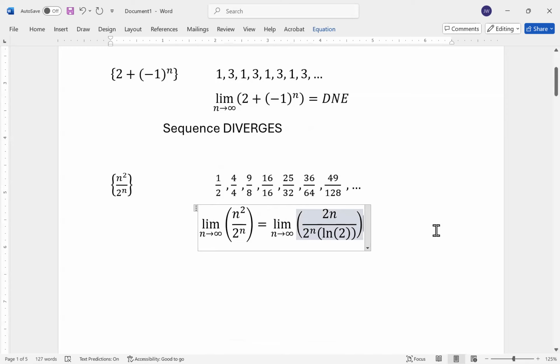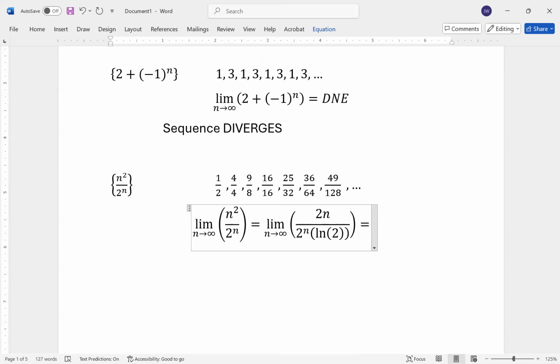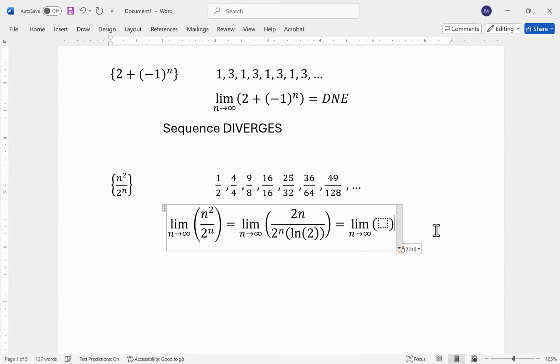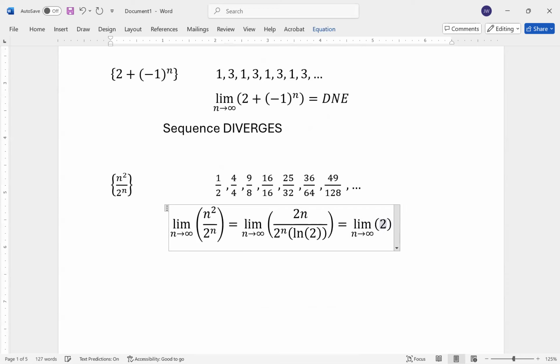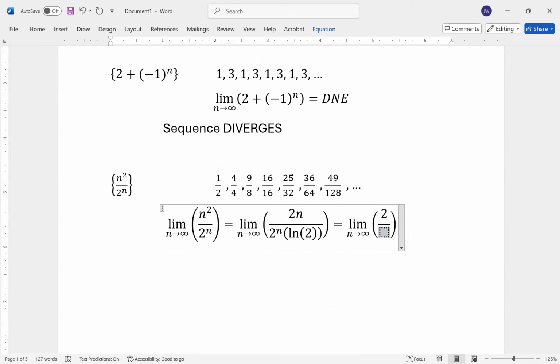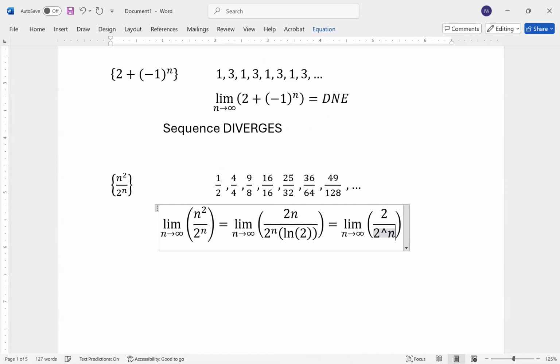And then I would still get the form infinity over infinity. And I could use L'Hopital's rule again. Limit as n goes to infinity. Now we'd have 2 over, again, this is the derivative of the top. Derivative of n squared is 2n. Take another derivative, you get 2. If I take a second derivative of the bottom, I get 2 to the nth power times 2 copies of natural log of 2.